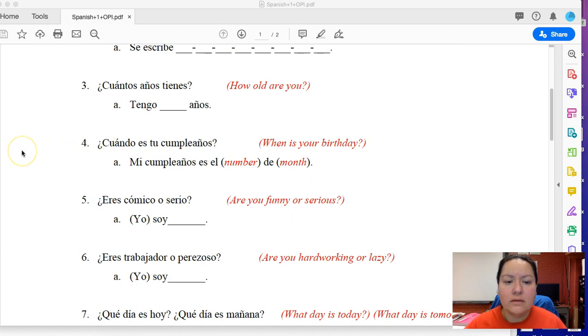When is your birthday? Now, when I ask you when is your birthday, and you're telling me when your birthday is, you start out with the number, the day. So you're going to say it as a number, whatever day of the month it is. Mine is the 3rd of October. And so if I ask you when your birthday is, you would respond, Mi cumpleaños es el, then give me the number, day, and then the name of the month. So the question for that one is, ¿Cuándo es tu cumpleaños?